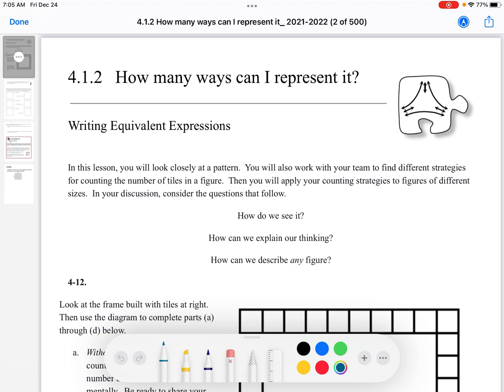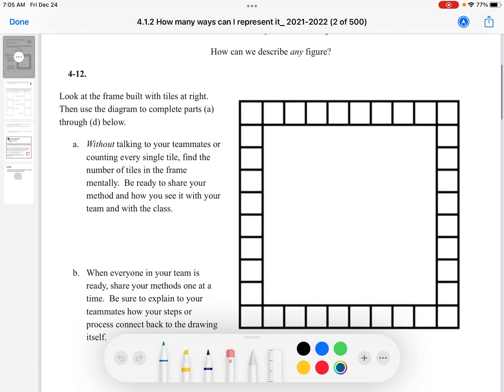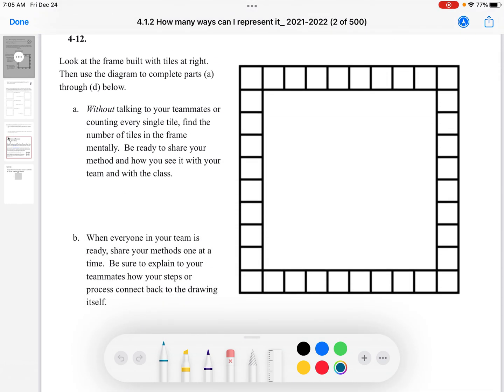figures of different sizes. In your discussion, consider the questions: how do we see it, how can we explain our thinking, how can we describe any figure? So, 4.1.2, look at the frame built with tiles at the right. Then use the diagram to complete parts A through D. Without talking to your teammates or counting every single tile, find the number of tiles in the frame mentally. Be ready to share your method and how you see it with your team and with your class.